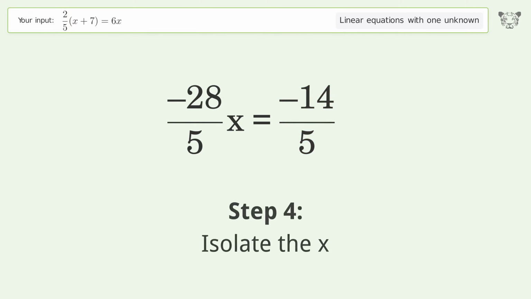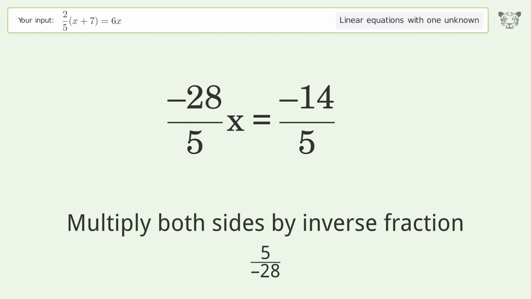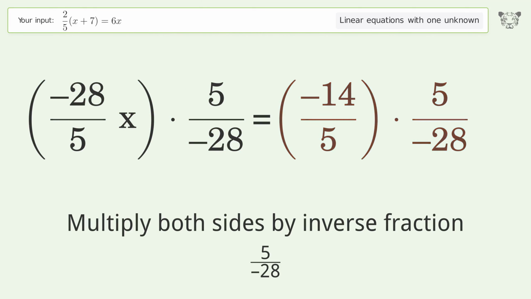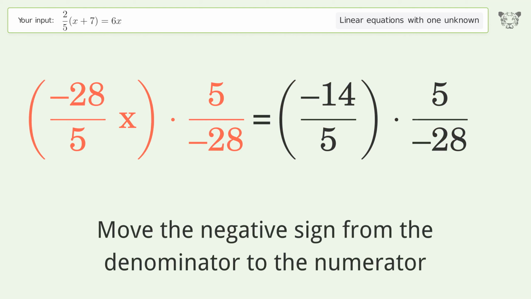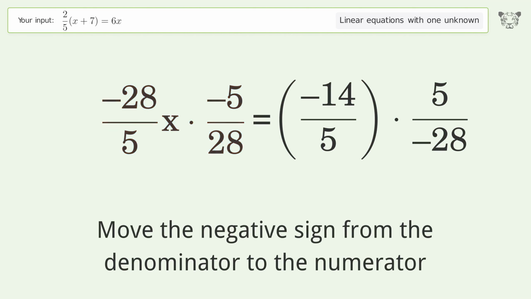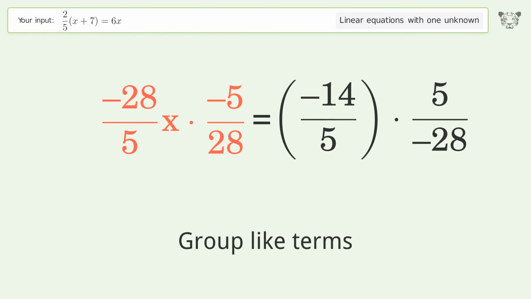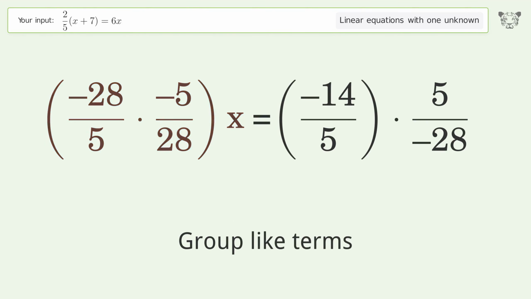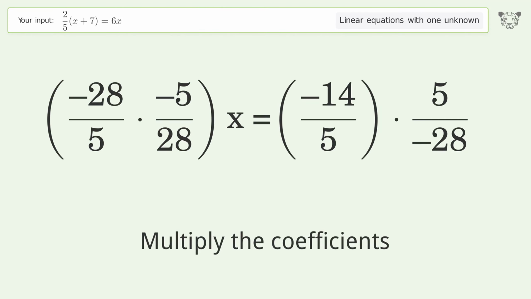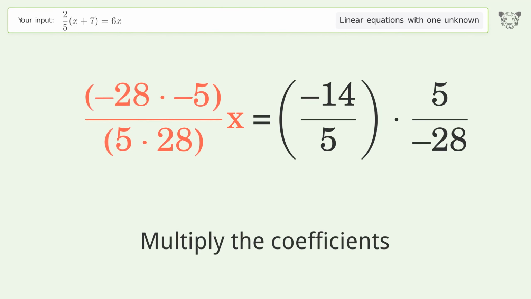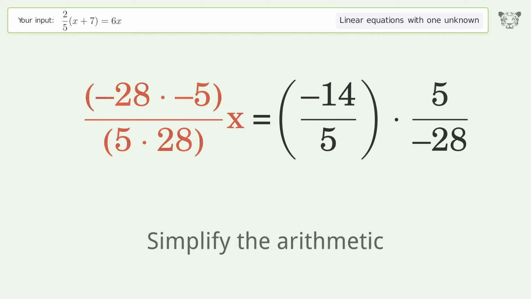Isolate the x. Multiply both sides by inverse fraction 5 over negative 28. Move the negative sign from the denominator to the numerator. Group like terms. Multiply the coefficients. Simplify the arithmetic.